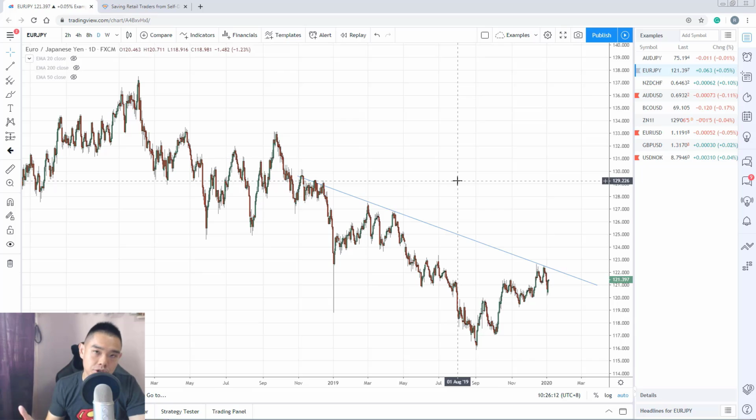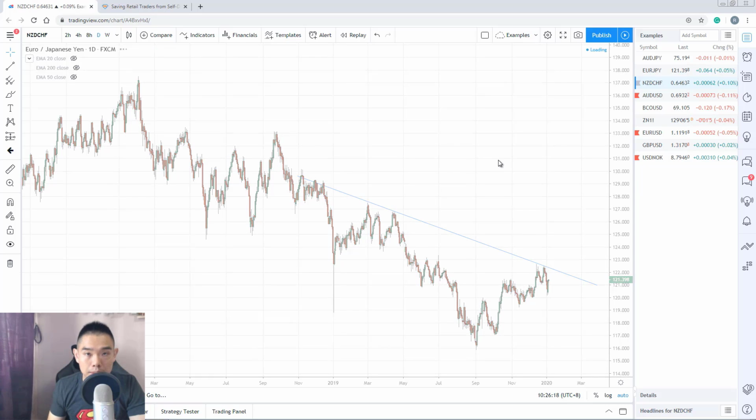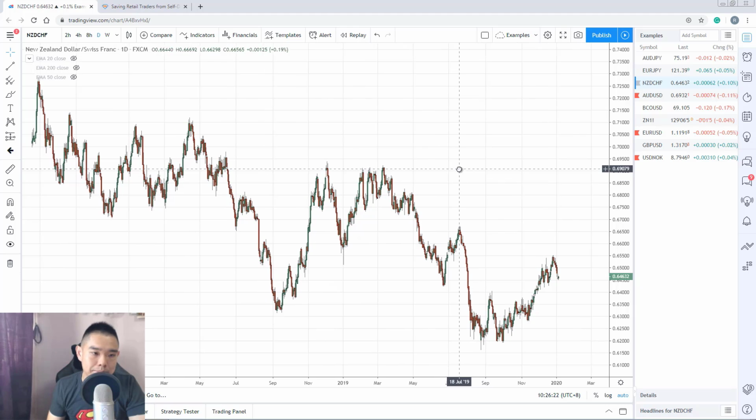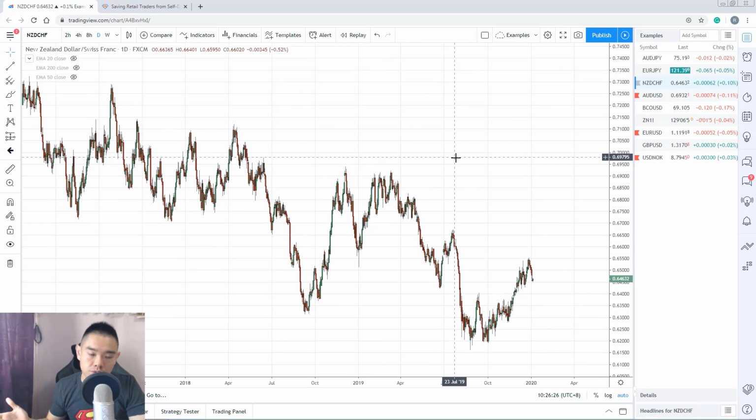Because again, as mentioned, I give more weightage to the recent highs, the recent lows, the recent price action. And just one last example again, New Zealand against the Swiss franc. Again, same technique. Zoom out. Plot it. For me, I like to do it from right to left.